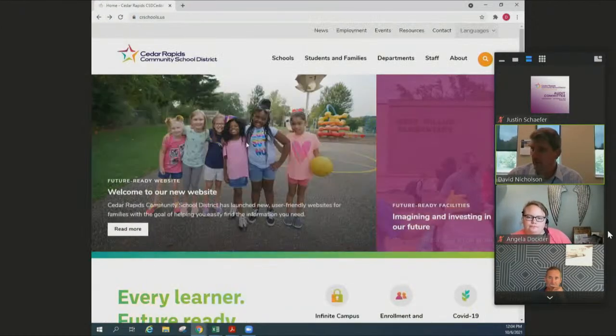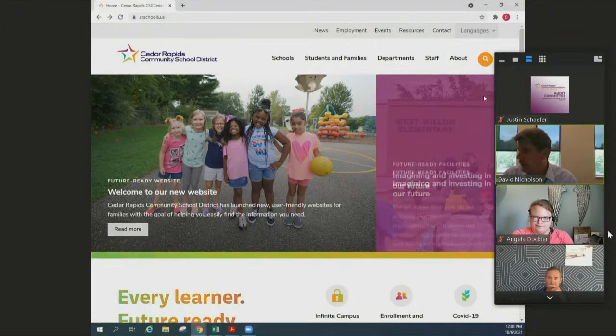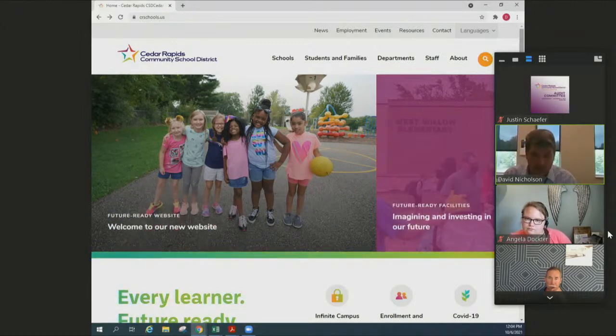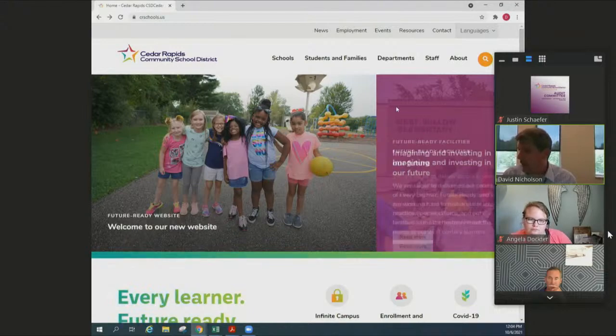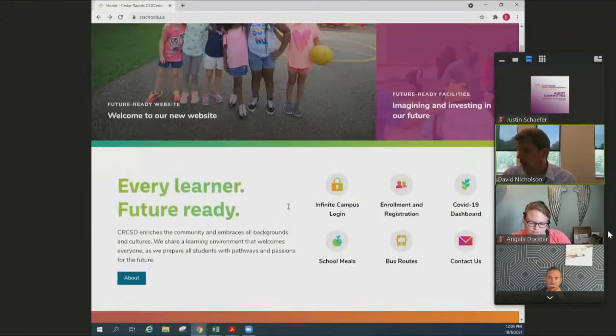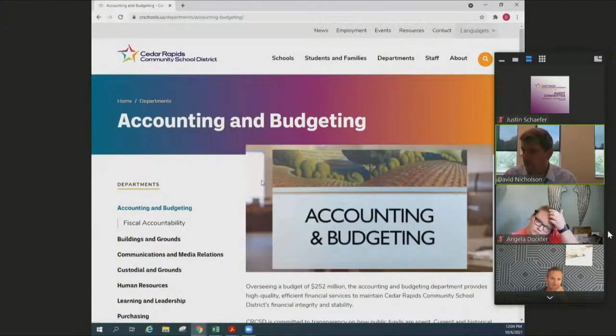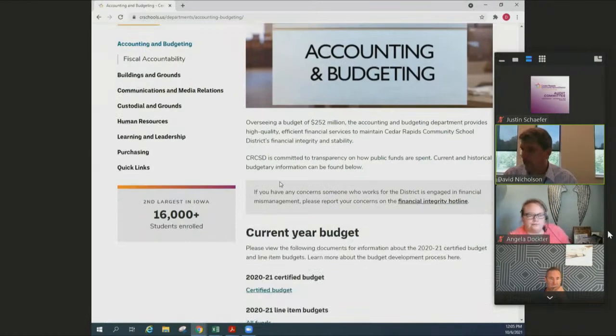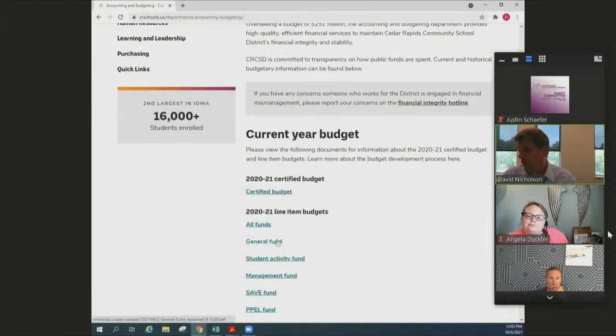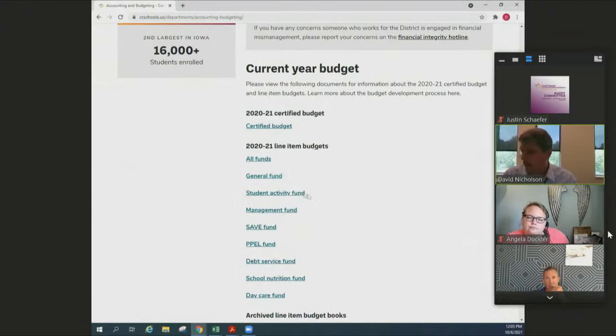We're in. Can you guys see the district website? Yeah. Perfect. So this is our new website. Actually, this just got launched earlier. We're in October now, but last month it got launched. And how you get to the budget area is we go to departments, accounting and budgeting. And we're in accounting and budgeting here. So these will be updated with FY22, but this is what was out there for last year, and these have not been updated yet, but we will get that updated.